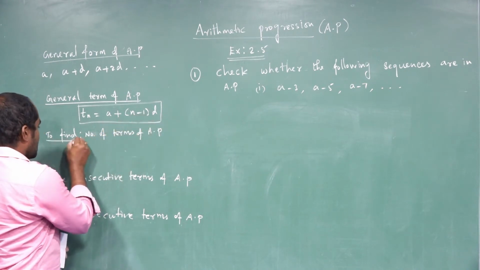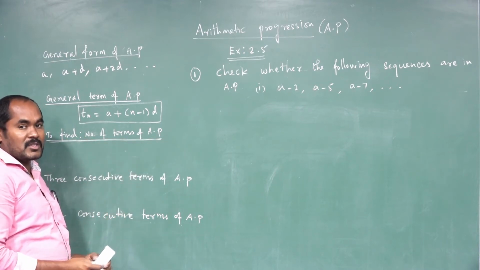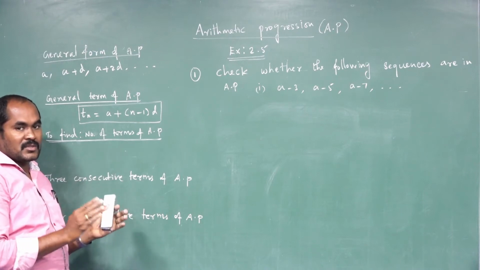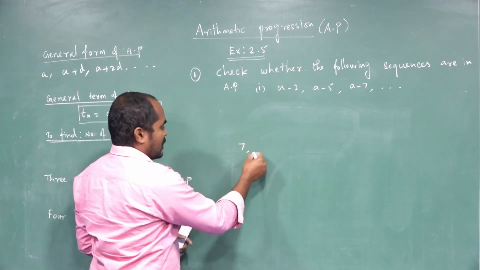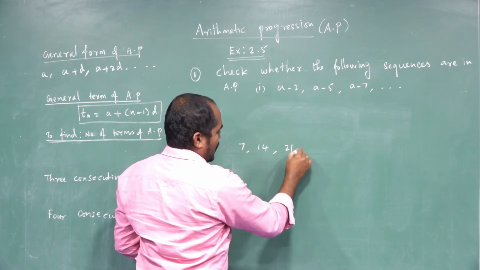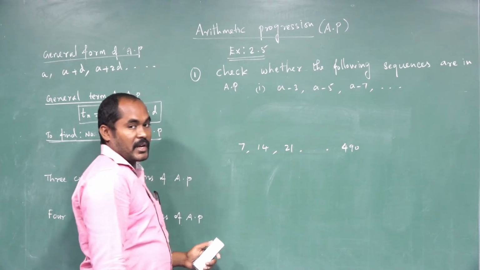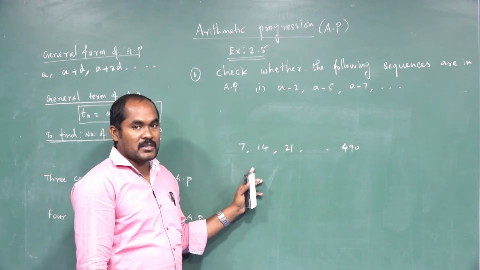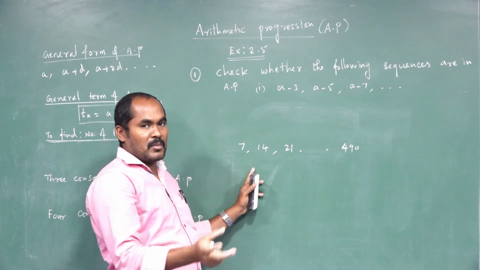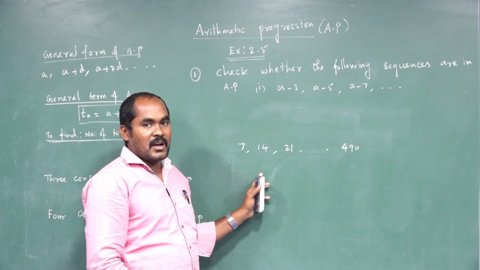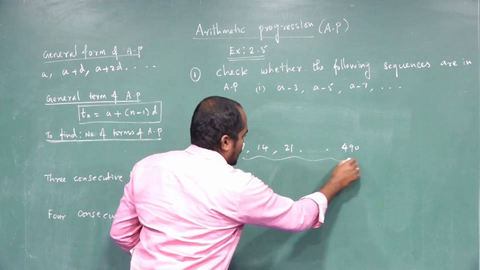The next heading is to find the number of terms of an AP. Suppose the given sequence is a finite sequence; how do we find the number of terms? For example, 7, 14, 21, etc. up to 490. This is our finite sequence. What is a finite sequence? A sequence that contains a countable number of elements is a finite sequence. Uncountable means an infinite sequence.